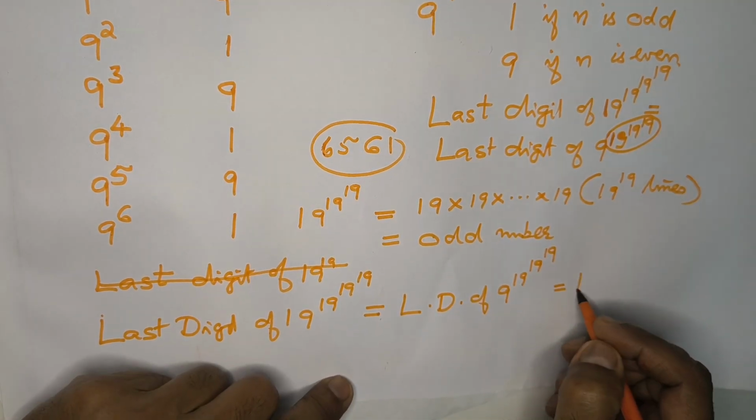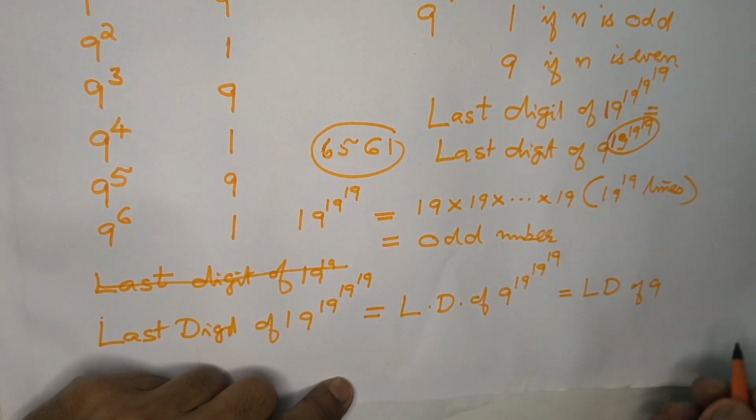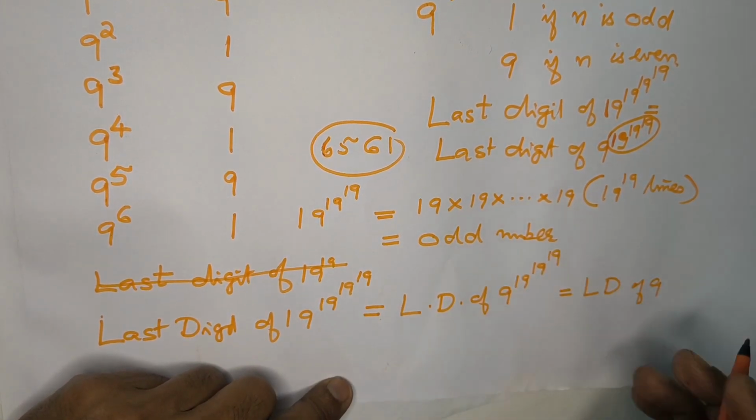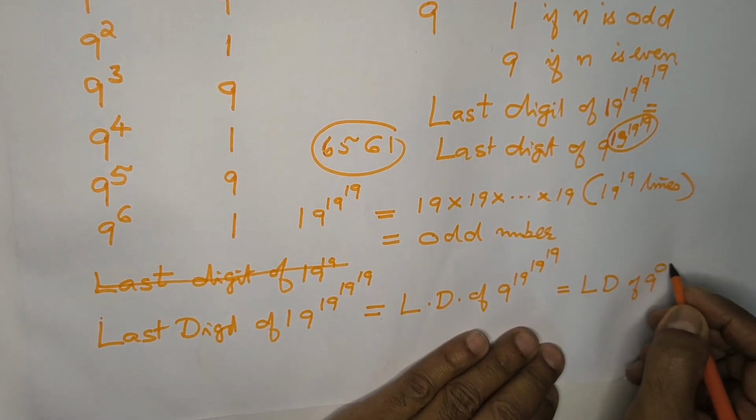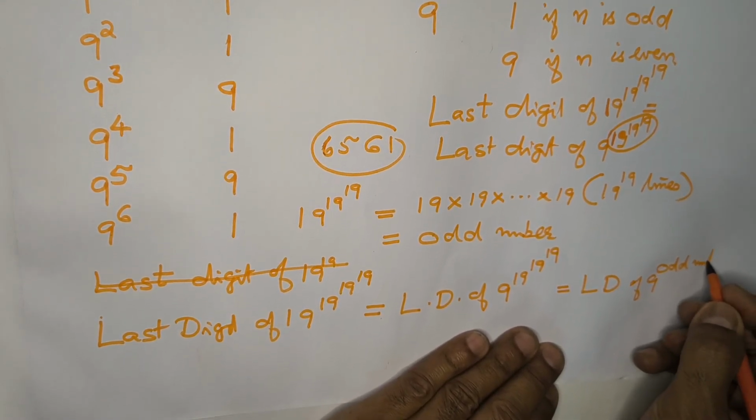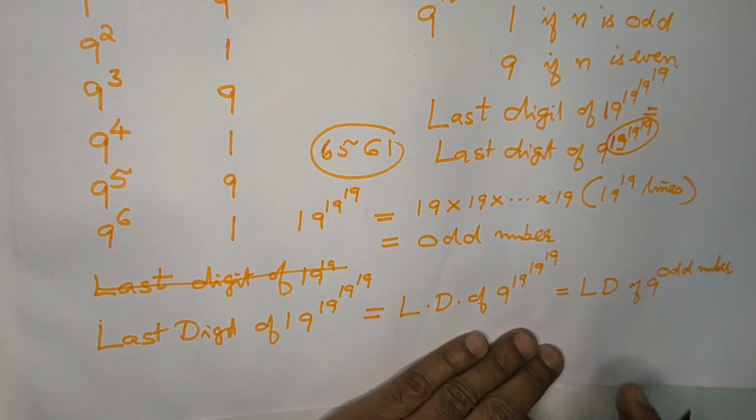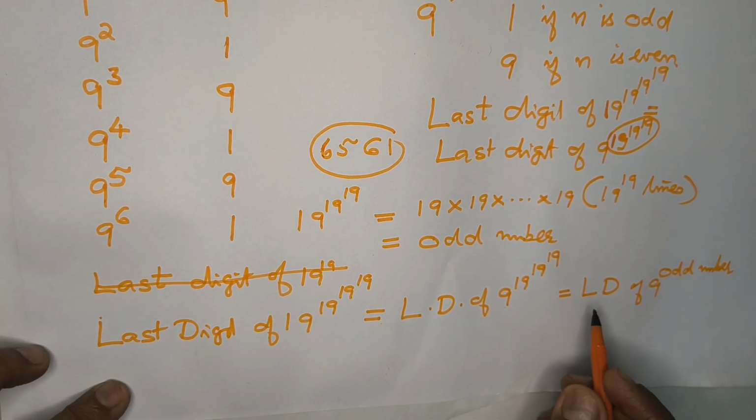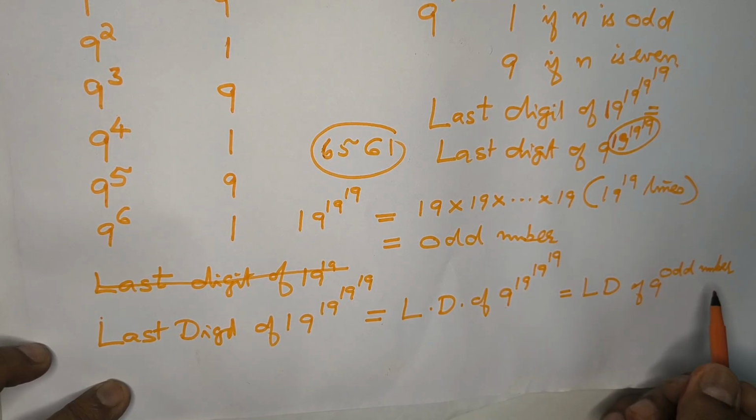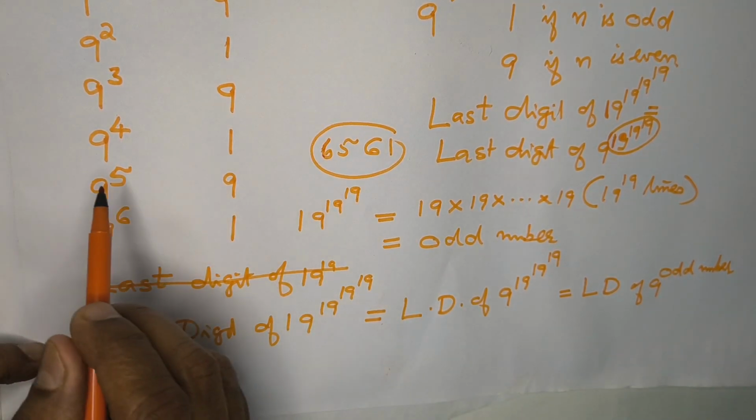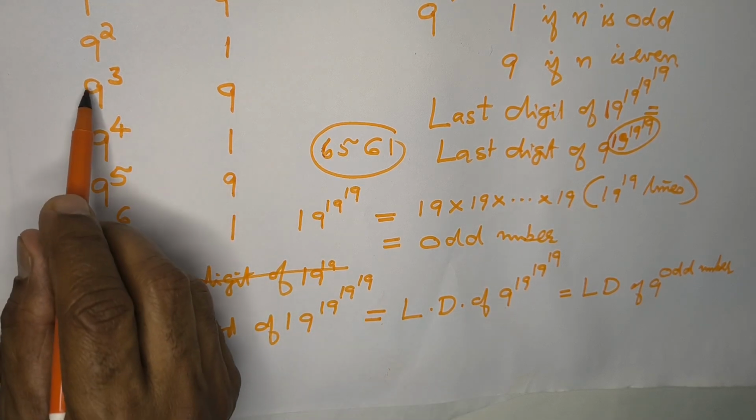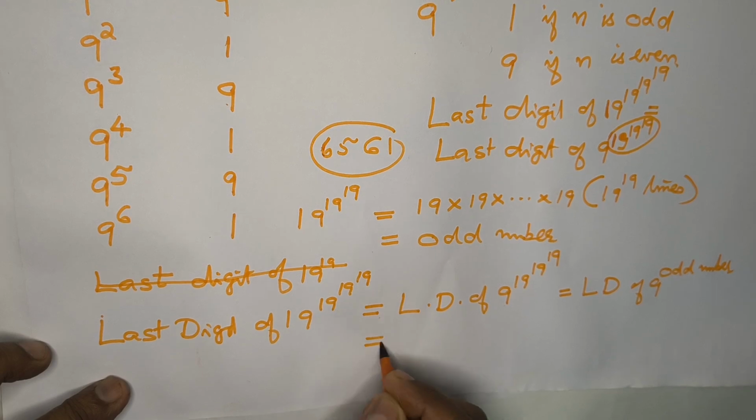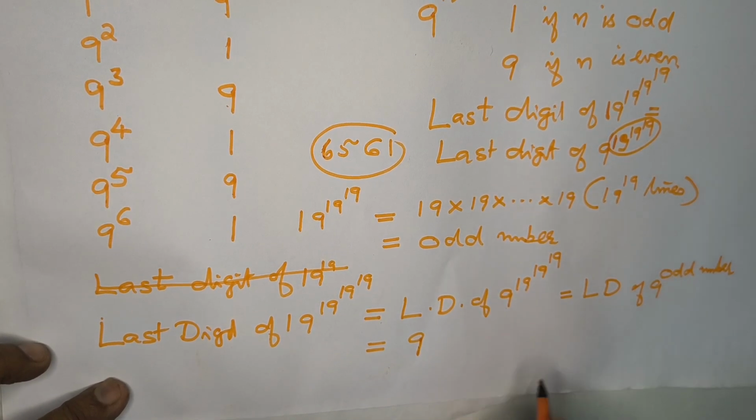We know that this is the last digit of 9 to the power of this number. I have shown that number to be an odd number. It's a big number, but we are not interested in finding what exactly it is. Whatever it is, that's going to be an odd number. So the last digit of 9 power odd number. I have already shown that. Take this case: 9 power odd number, 9 power odd number. What will be the last digit of this number? 9, because the power is an odd number.